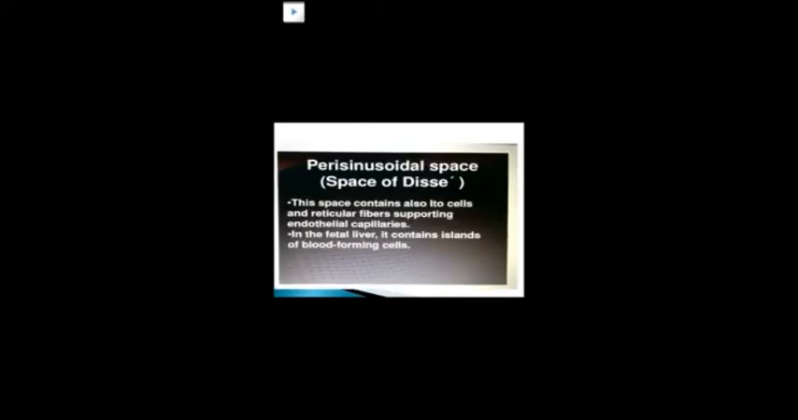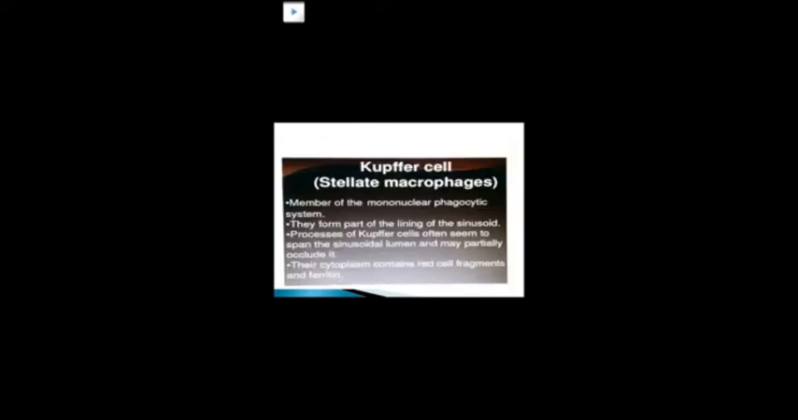Perisinusoidal space, the space of Disse. This space contains also the Ito cells. So we'll be dealing with what these Ito cells are. The fetal liver contains islands of blood forming cells.